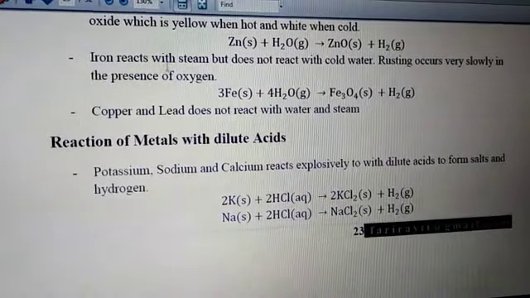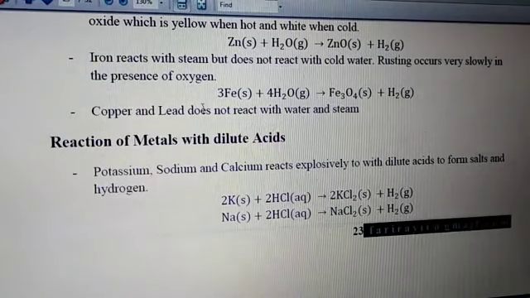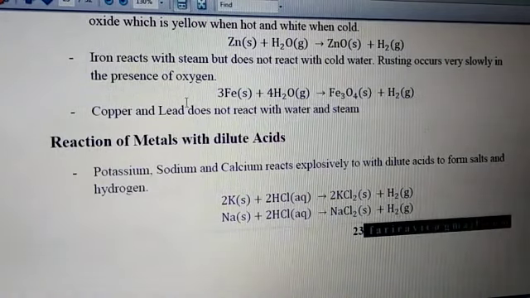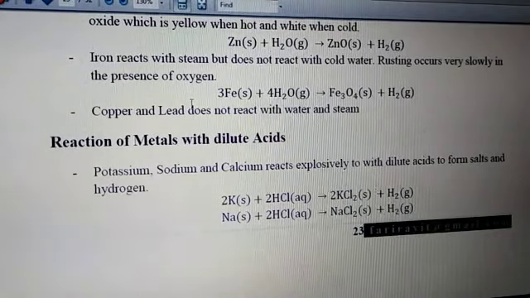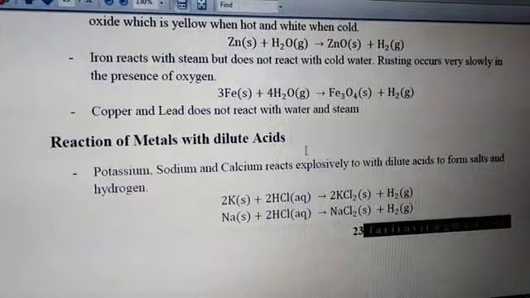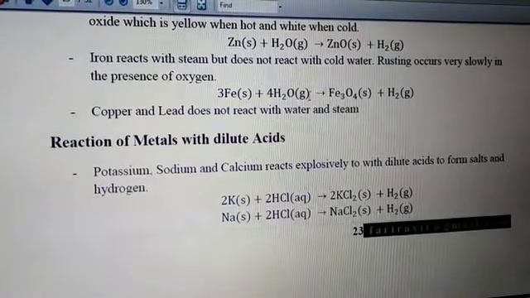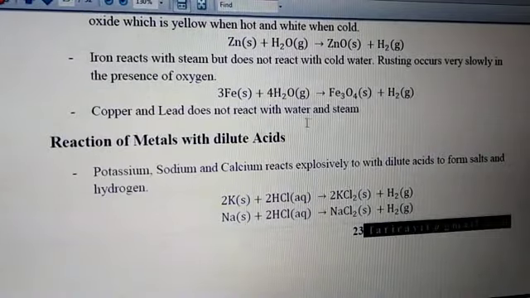Iron will react with steam but does not react with cold water. Rusting occurs very slowly in the presence of oxygen. So iron will react with water to give us iron oxide plus hydrogen gas. Take note of the formulas there and how they balance their equations.